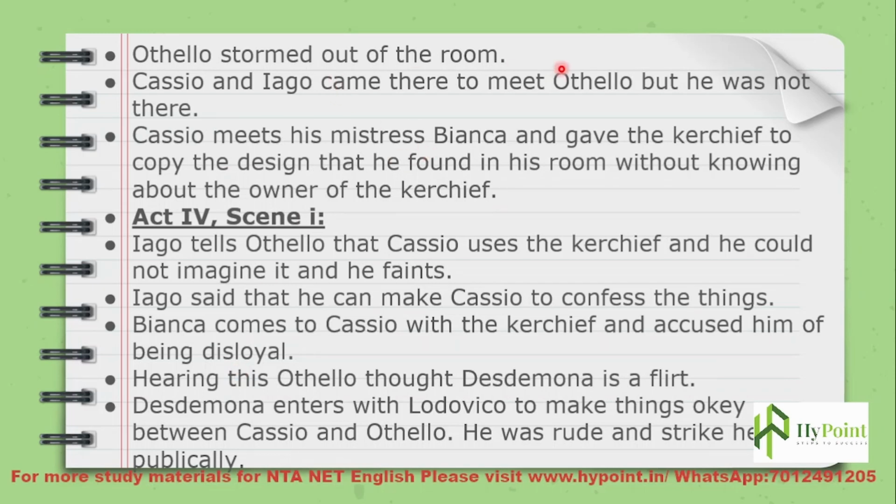When he asked about the handkerchief, she said she gave less importance to it, and she continued to talk about Cassio, wanting to make things clear between these two people. Then Othello was infuriated and stormed out of the room at once. Cassio and Iago came to meet Othello, but he was not there.